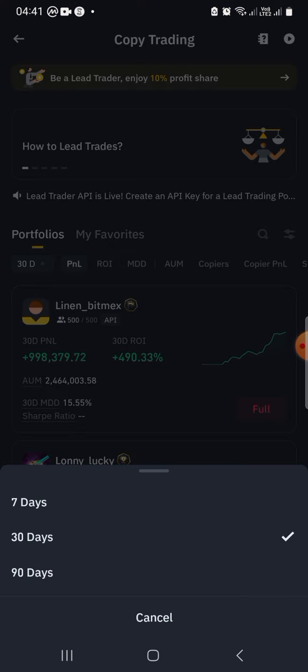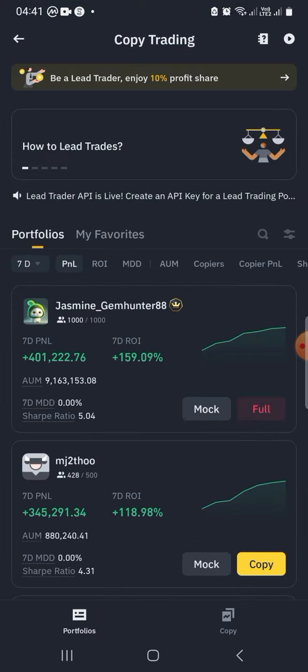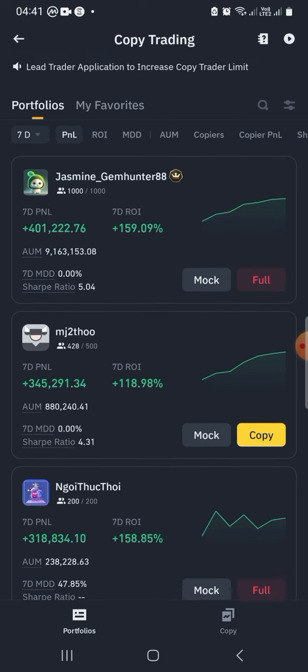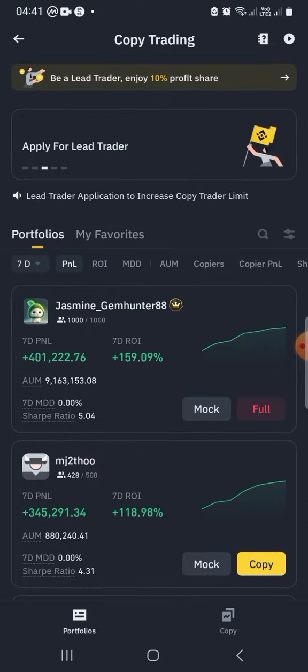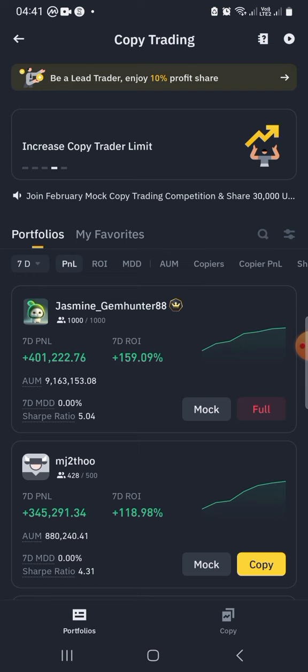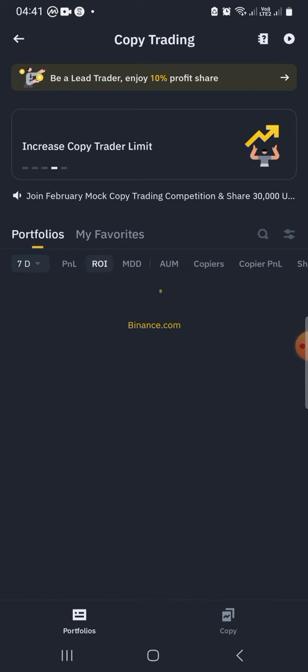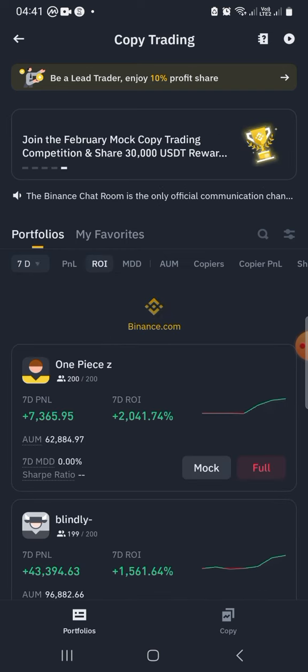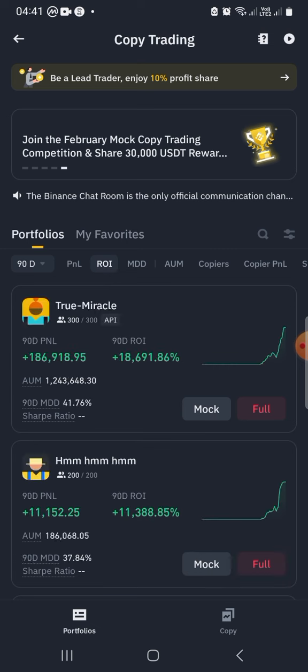And then in 7 days, okay, in 7 days Lenin Bitmex is not the highest. So in 7 days you're looking at profit and loss. You're looking at this first trader, and then it goes down that way, right? Profit and loss, ROI, the same way we can look at in 90 days who has the highest ROI.